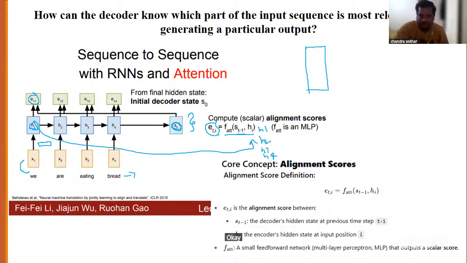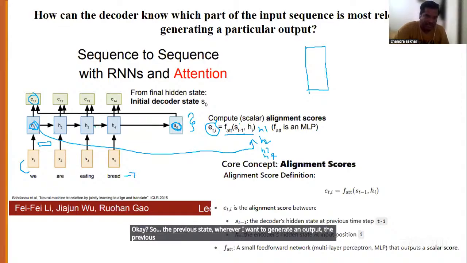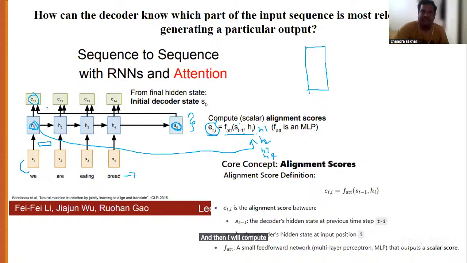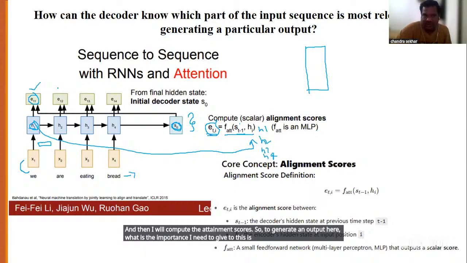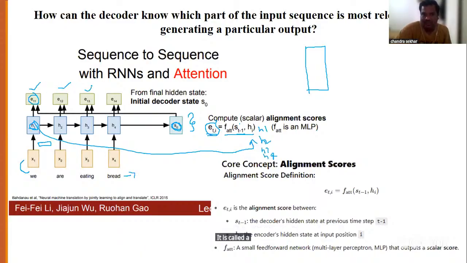So wherever I want to generate an output, I take the previous state and the hidden state values, and then I compute the attention scores. To generate an output here, the importance I need to give to this is called E11, then E12, E13, E14. That means for the first output, how much importance you have to give.